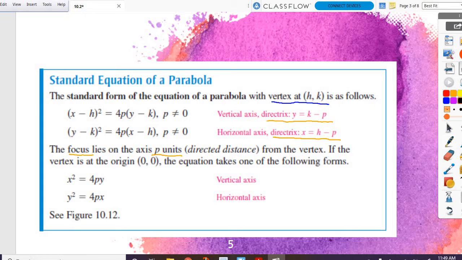Now, for your test over these, I will be giving you all of the equations. However, they will not be labeled. So you have to know them well enough to know which one goes with what. And remember that this is our first conic section. We're also going to go over ellipses and hyperbolas. I'll also give you their equations, but again, not labeled. You need to know which one goes with which.